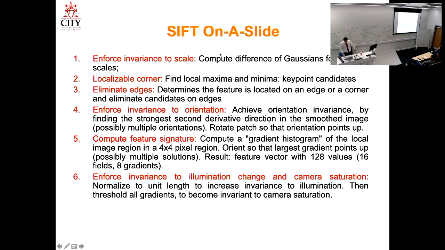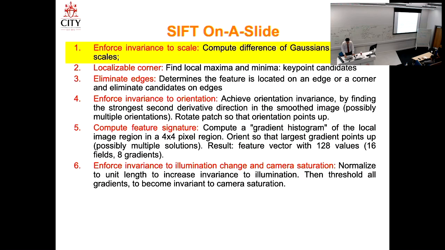So now you can have a paper with 50,000 citations. And then you normalize that feature vector so that it's more invariant to illumination, stuff like that. So, a bit more details into each step.